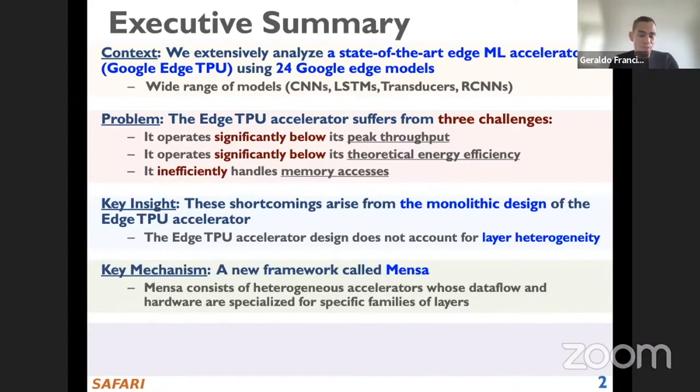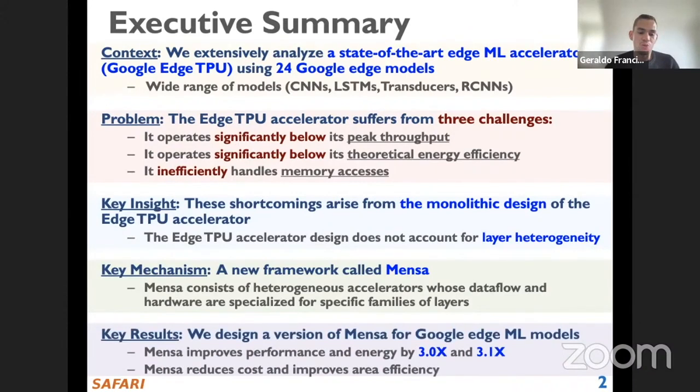So based on that, we propose a framework which is called Mensa, which consists of heterogeneous accelerators whose both dataflow and hardware design are specialized for a particular family, what we call families of layers. So those are pretty much layers within a neural network model that all follow a similar set of characteristics. And those characteristics drive the design of the accelerator.